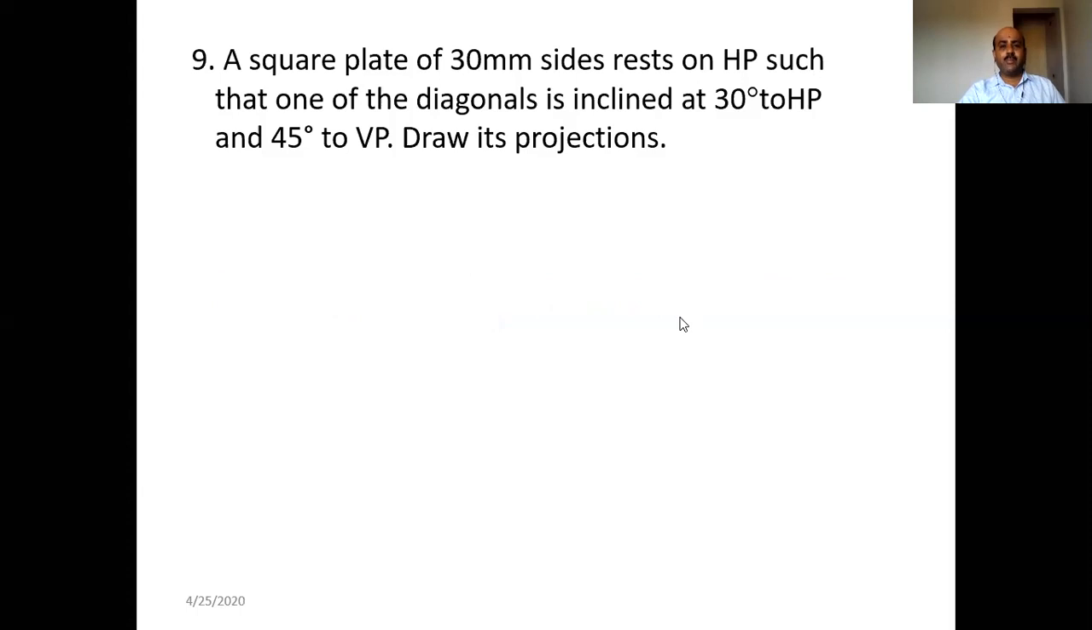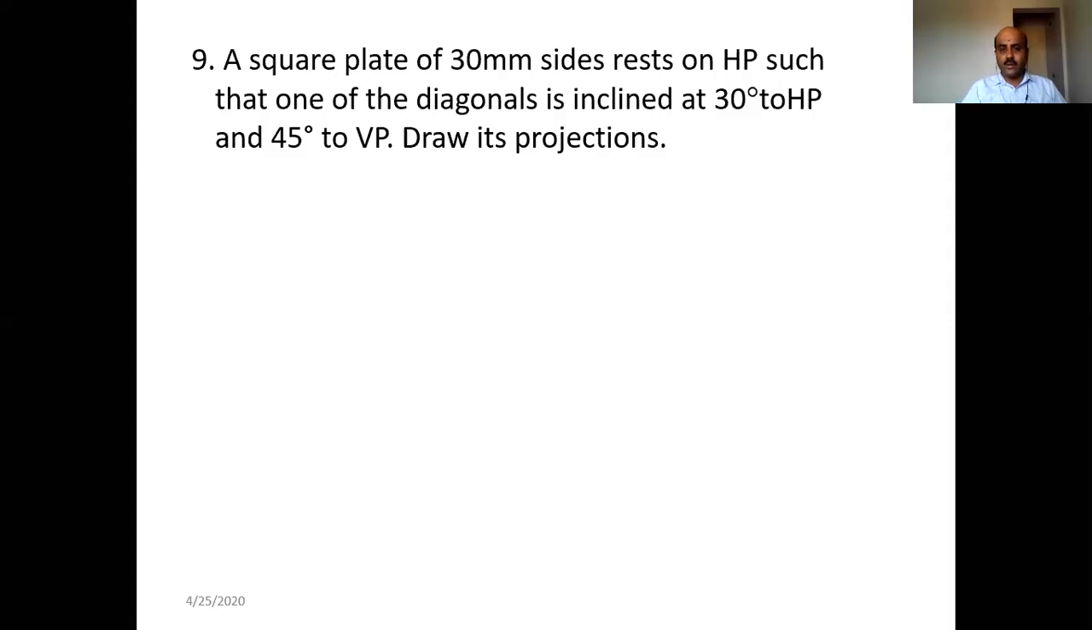Let us take a square plate of 30 millimeter sides that rests on HP such that one of the diagonals is inclined at 30 degrees to HP and 45 degrees to VP. Draw its projections. So this is a typical examination problem statement.